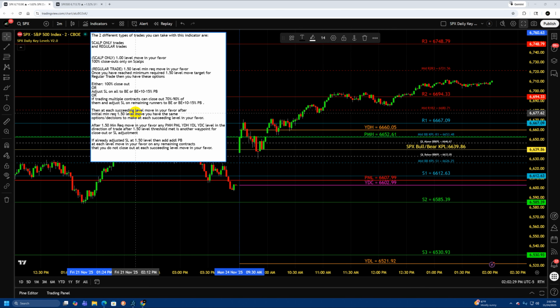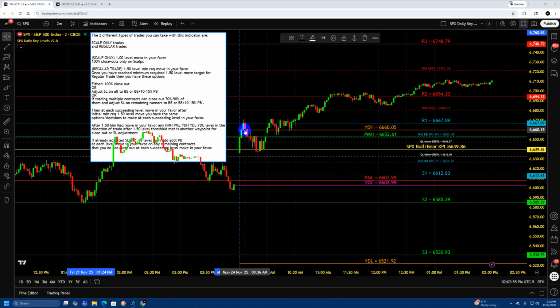Then at each succeeding level move in your favor, after the initial minimum required 1.5 level move, you have the same options and decisions to make at each succeeding level move in your favor. So now we'll take a look at an example. So let's say you were not doing a scalp, so you did not close out here. You were doing a regular trade.